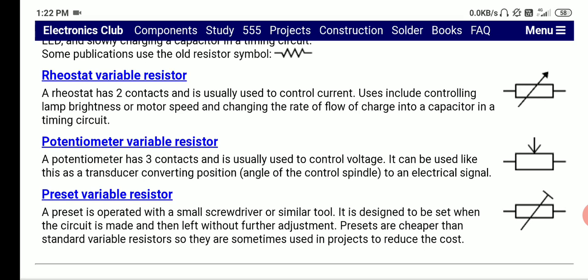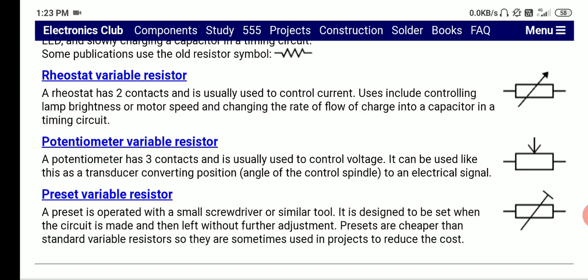Another one, it's a resistor too. That is the rheostat, a variable resistor. You must have heard there's a variable resistor whose resistance you can change, and that you call a rheostat. A rheostat has two contacts and is usually used to control current. As I said, it is a variable resistor whose resistance changes, and who changes it? It's you who is changing it, controlling it by using some contacts.